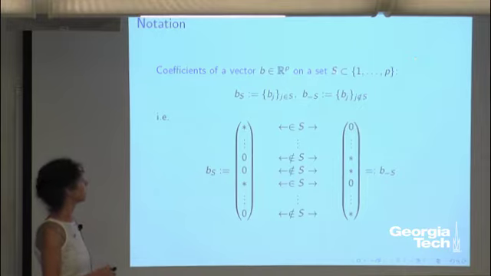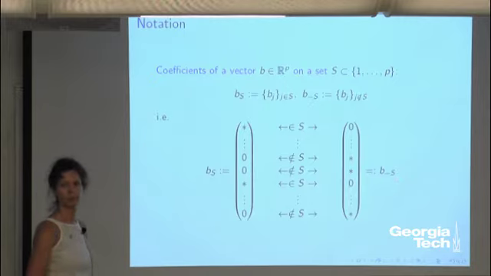If you have an arbitrary subset, just put everything outside the subset to 0 in this vector and leave the rest untouched. And that's called B_S. You can do that for an arbitrary vector. And B_{-S} is the complement operation. Yeah?